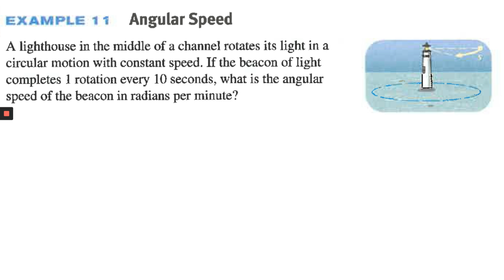Okay, so a lighthouse in the middle of a channel rotates its light in a circular motion with constant speed. The beacon of light completes 1 rotation every 10 seconds.